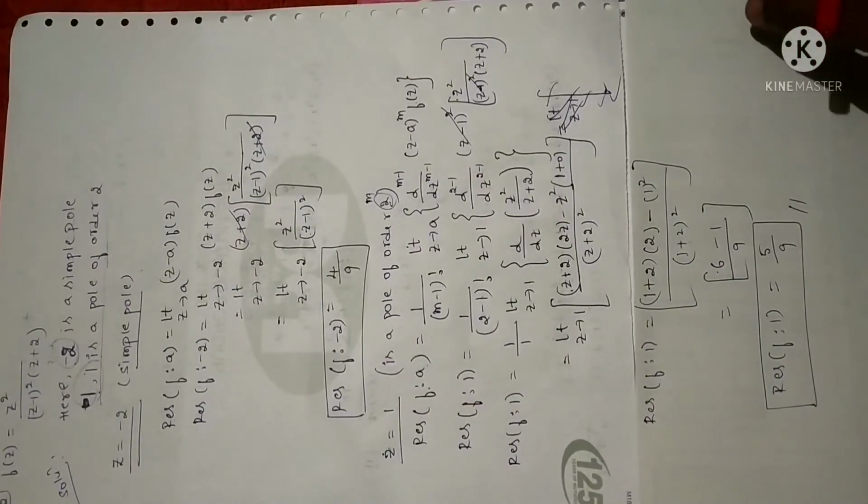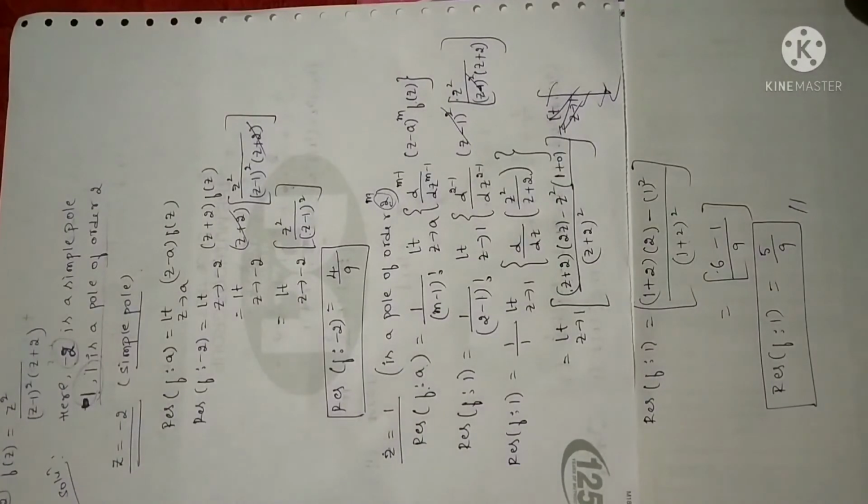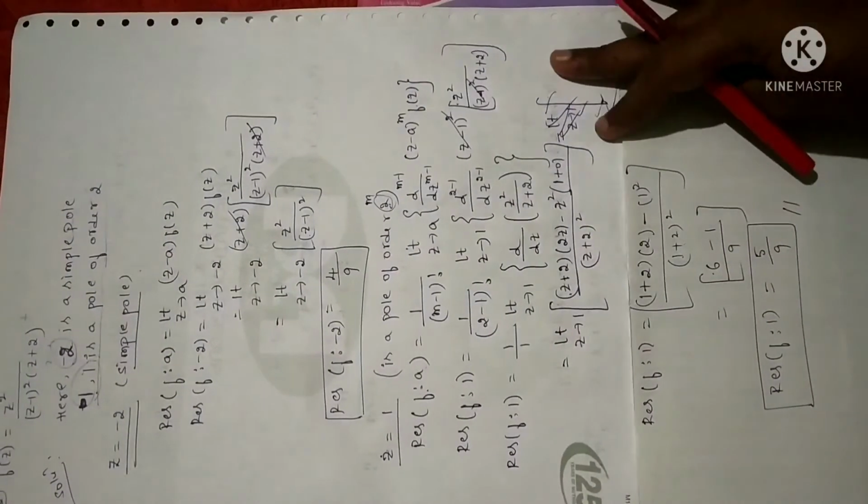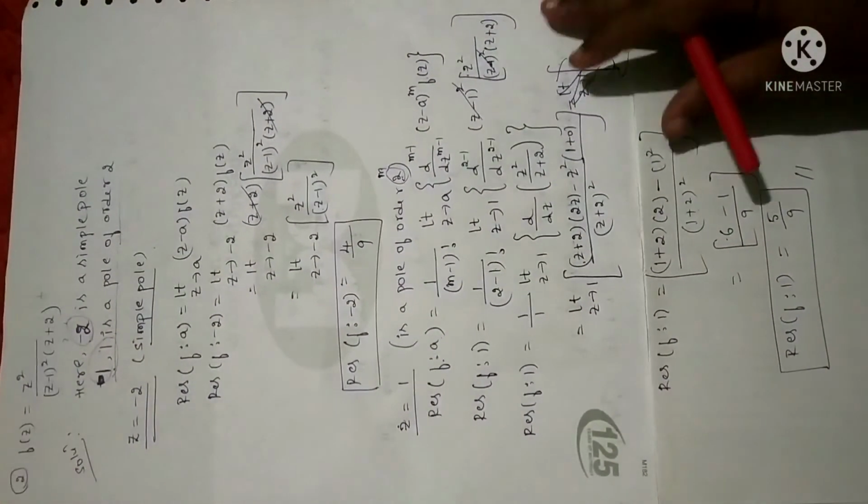Now we can calculate the same residue of a given function by using one standard theorem, and moreover the theorem is very important from the exam point of view. It is called Cauchy's residue theorem. So you just copy down this problem. Hope it is clear. So we can find the residue of a given function by using the standard theorem called Cauchy's residue theorem. This theorem is very important. You have to memorize the statement as well.